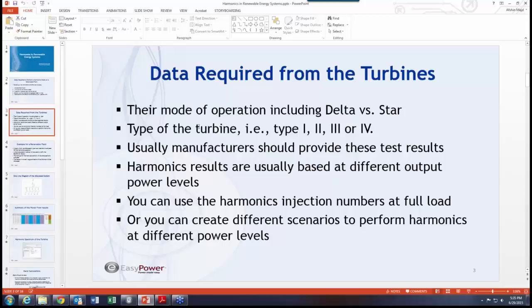If these are photovoltaic cells, you would need inverter information, because photovoltaic, as you know, generates DC voltage, and it definitely has to go through an inverter. So if you have an inverter, you will need to know the frequency and the harmonic output of the inverters. If this happens to be a turbine, then you will need to have a full spectrum of that turbine.